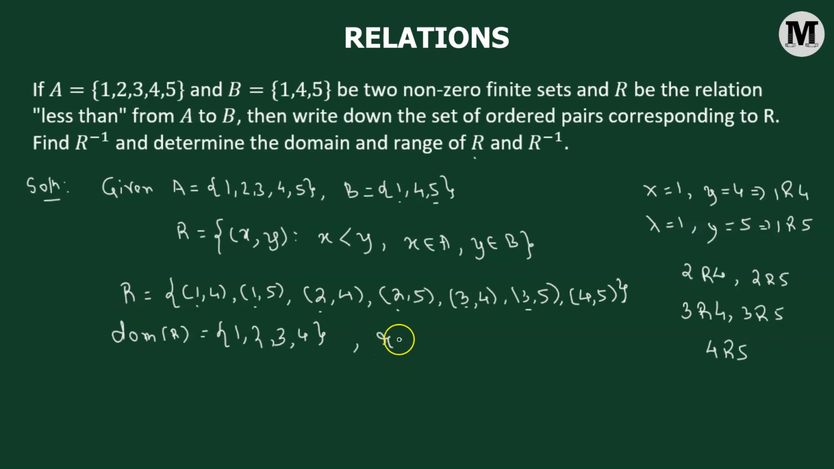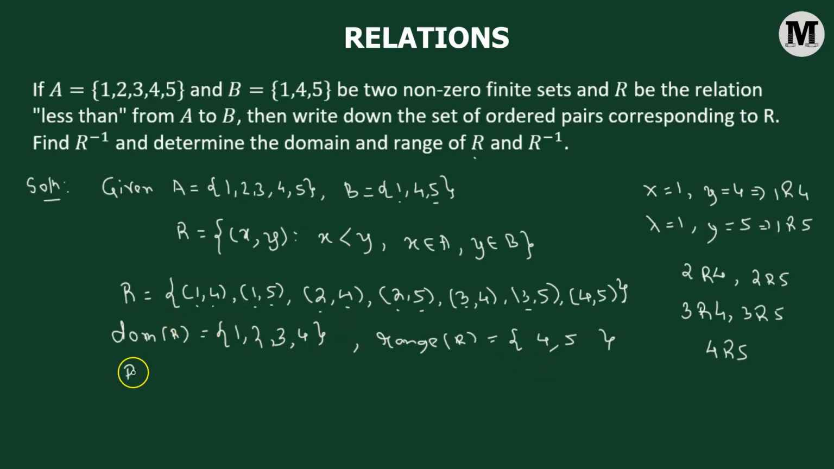What about the range? What is going to be the range of the relation R? This is simply going to be a set containing elements picked from the second element of each of the ordered pairs. So here we have 4, 5, 4, 5, 4, 5, 4, 5. That means 4 and 5 are the two elements that are going to be the range of the relation R.